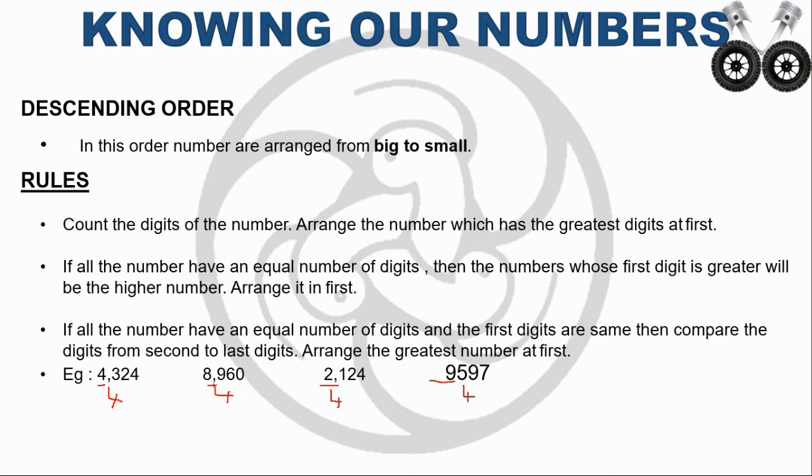Which is the greatest number? 9 is the greatest number. So that should be arranged first. What is the second greatest number? 8. So the second greatest number, 8, should be arranged second. What is the third greatest number? 4 is the third greatest number. That should be arranged third. What is the last number? 2. That should be arranged fourth.